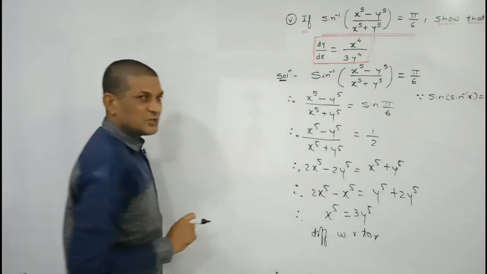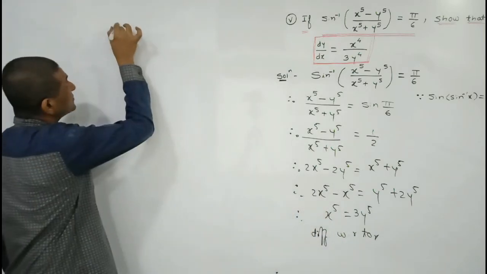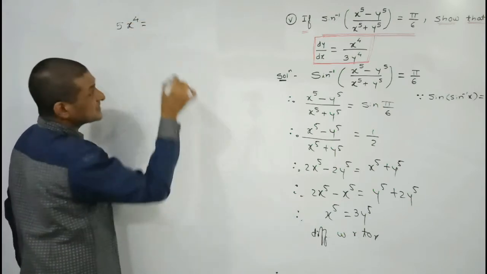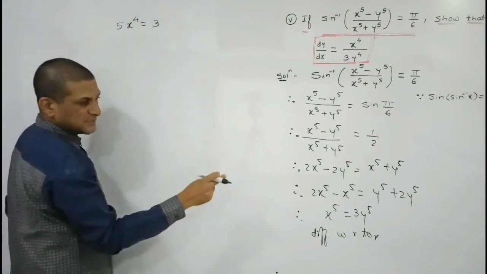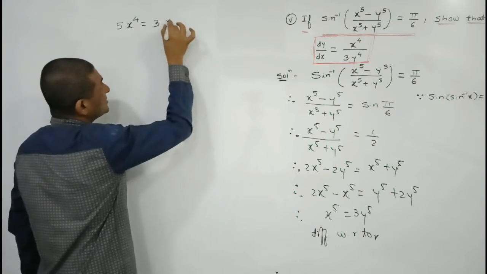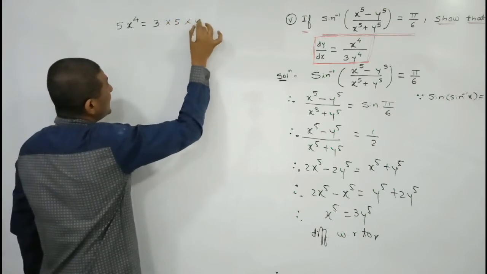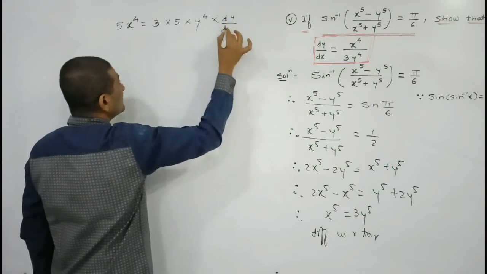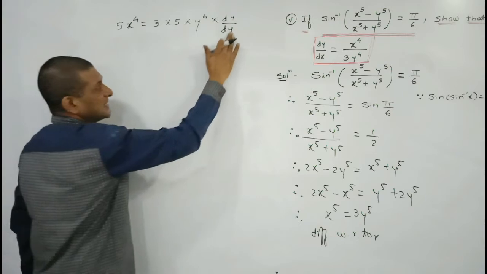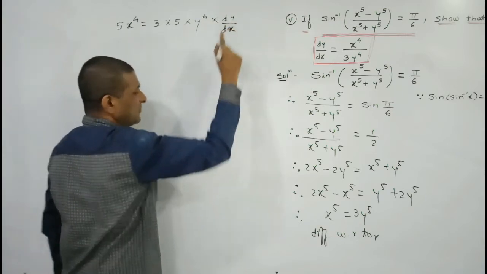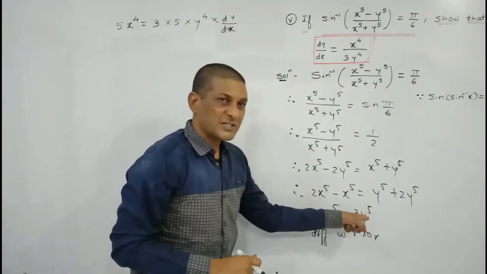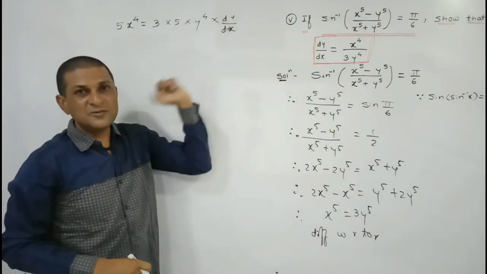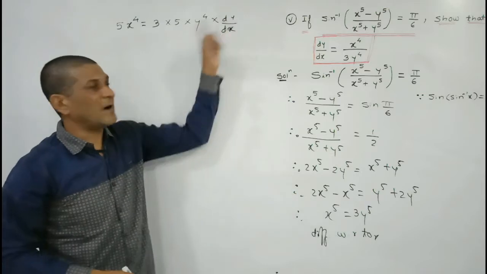On this side derivative of x raised to power 5 is 5x raised to power 4, and on another side 3 is a constant term, keep it as it is, derivative of y raised to power 5 is 5 into y raised to power 4 into derivative of y, which is dy by dx, because the function is in the form of f of x raised to power n. First take power as a coefficient, then decrease power of f of x by 1, then derivative of f of x. f of x is nothing but y.